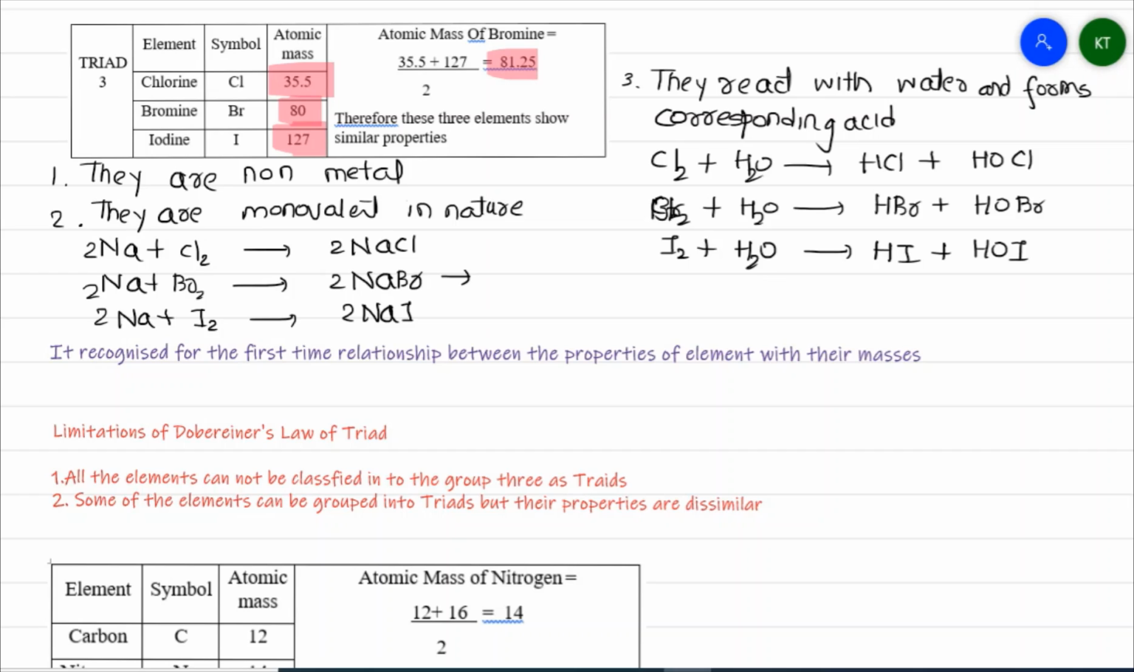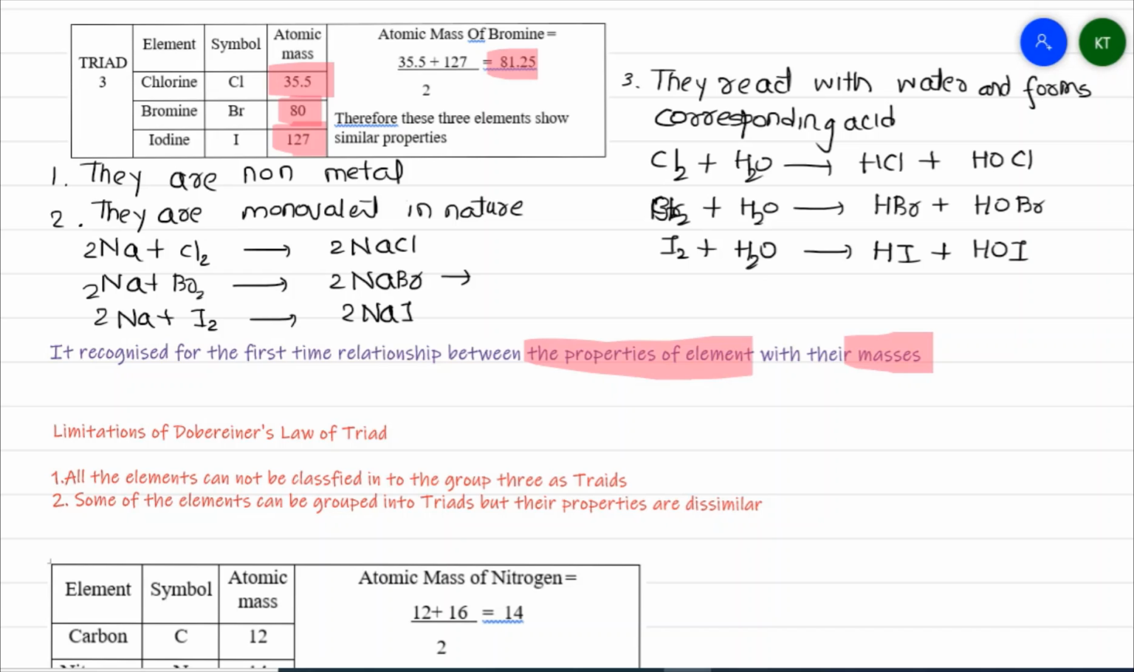Now what kind of advantage can we get from this classification? See, Dobereiner's law of triads is considered the first ever attempt to classify the elements on the basis of properties. Dobereiner was the first person to recognize, I cannot use the word successfully, but in some way he was able to find a relationship between the properties of an element and their masses. So here I am correlating the masses and the properties.